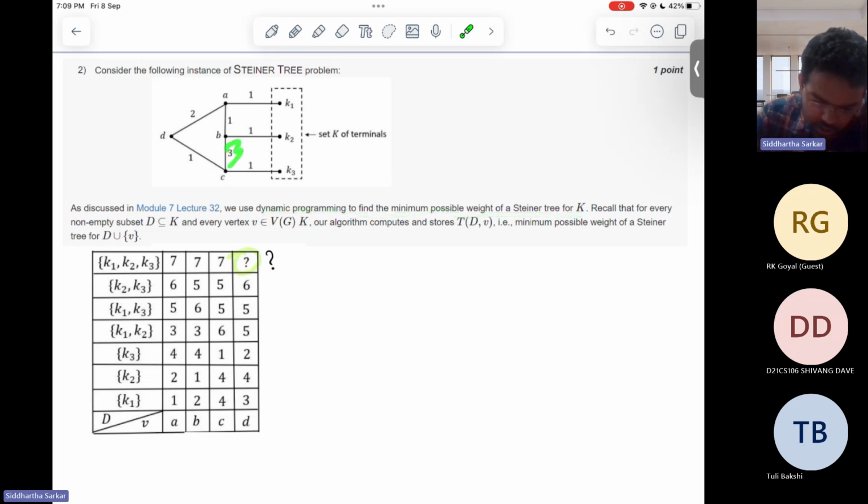Here you can see that the edges have non-uniform weights, so we want to find the minimum possible weight Steiner tree for these 3 terminals.